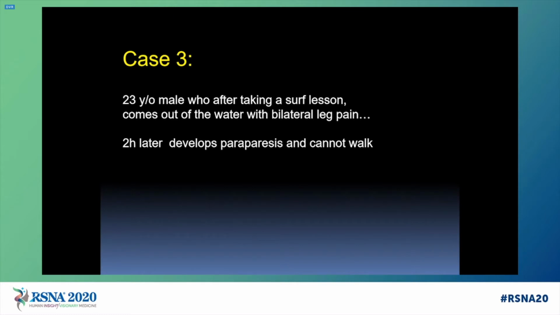This patient was taking his first surf lesson in the south of Spain, and then after coming out of the water presented with back pain and bilateral leg pain, which 2 hours later progressed to paraparesis, and then he was no longer able to walk. So the patient was immediately transferred to the hospital.